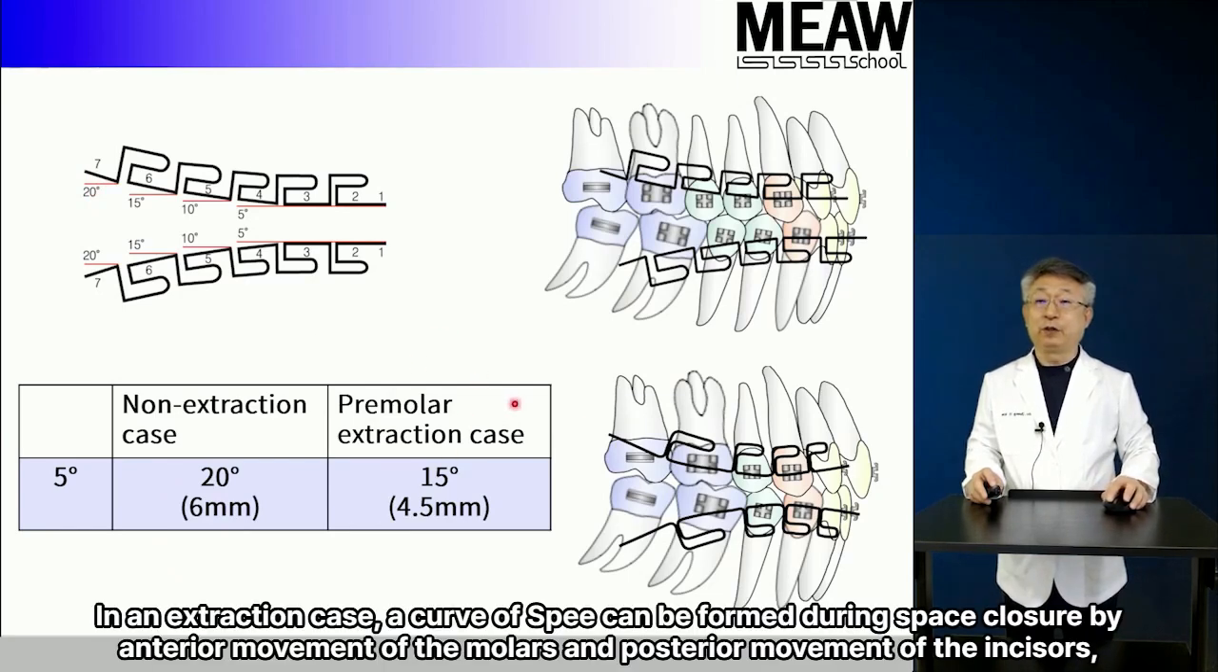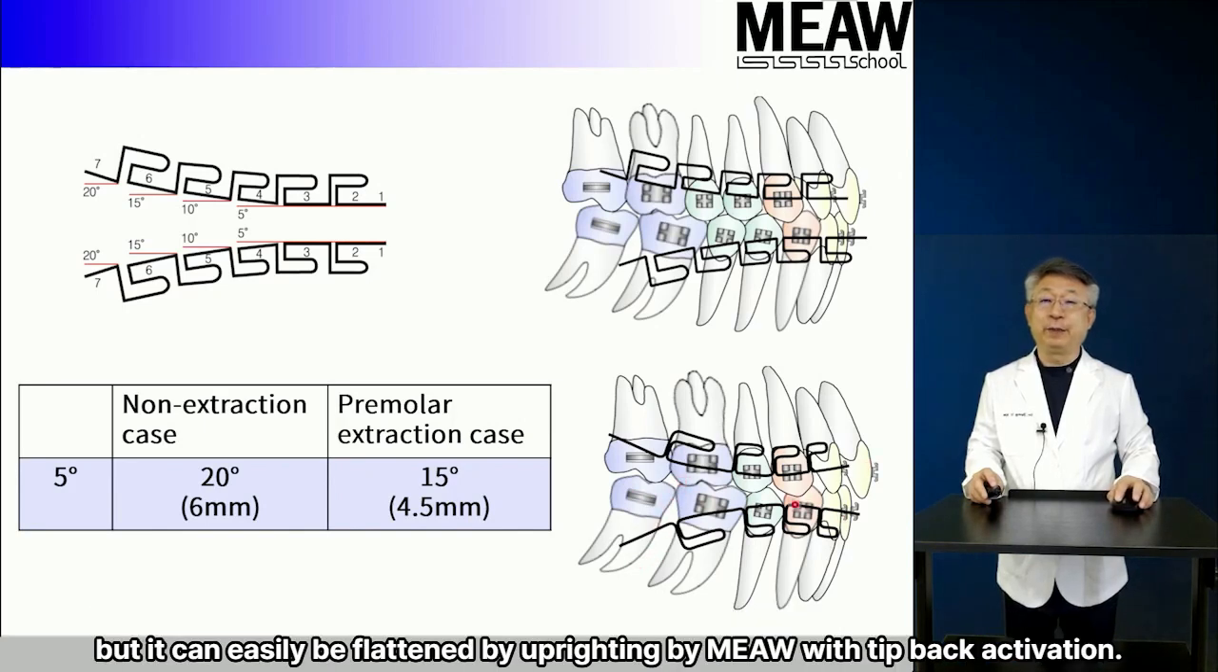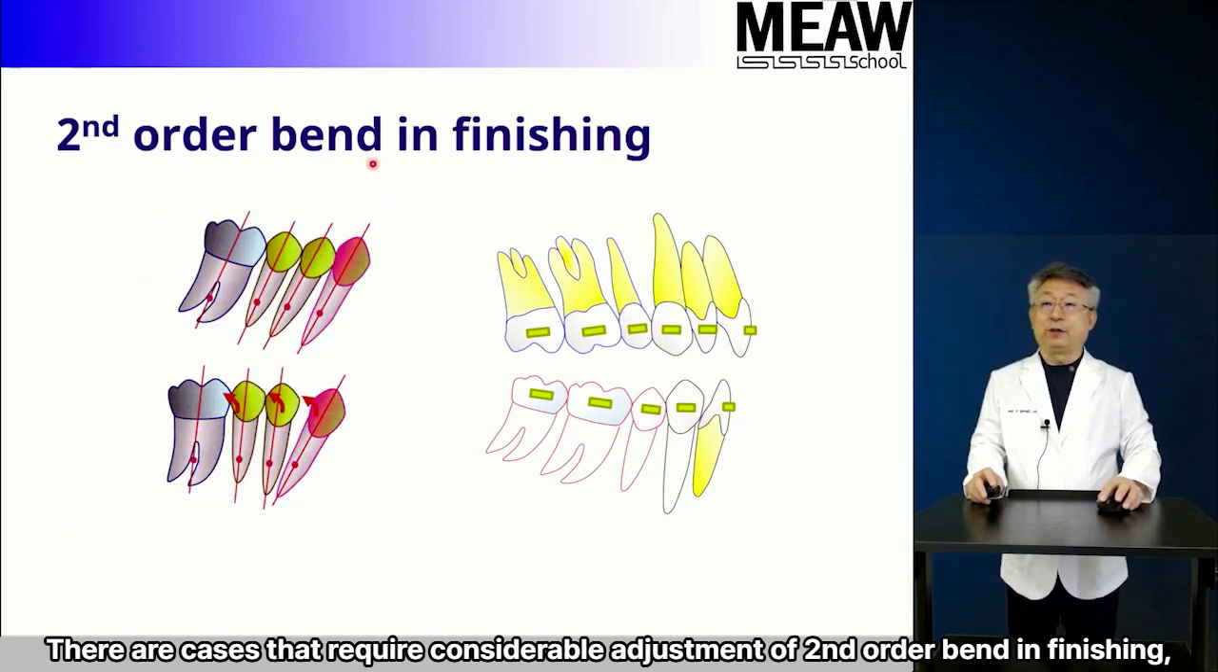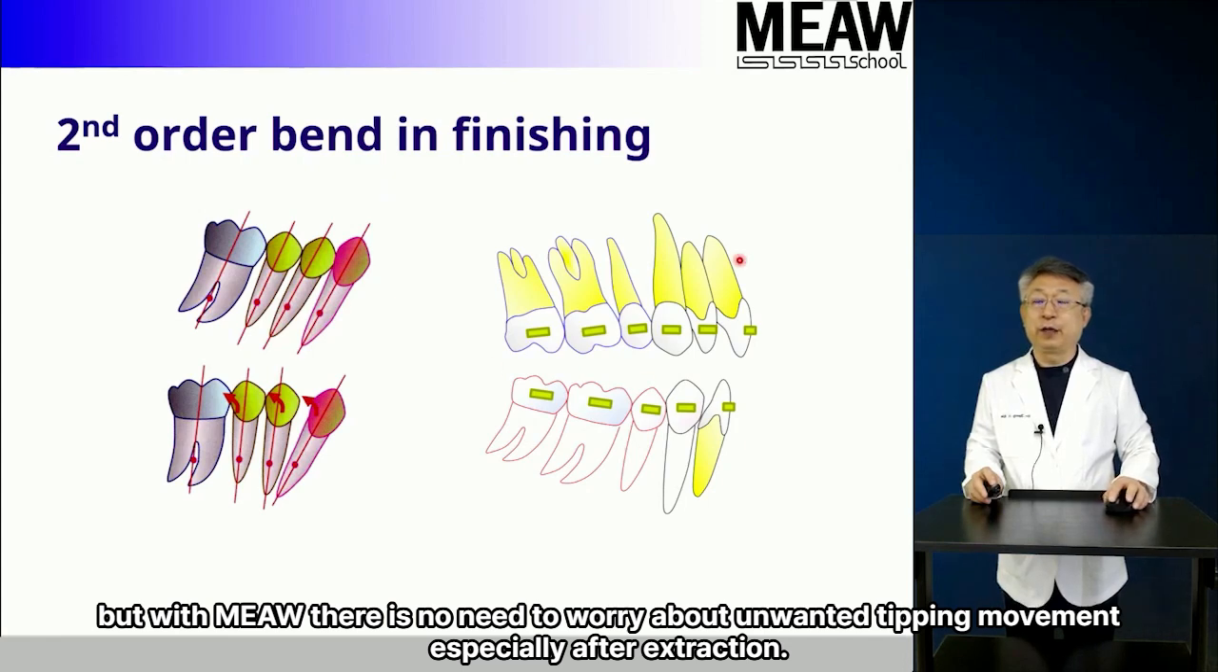In an extraction case, a curve of SPE can be formed during space closure by anterior movement of the molars and posterior movement of the incisors. But it can easily be flattened by uprighting by MEIW with tip-back activation. There are cases that require considerable adjustment of second-order bend in finishing. But with MEIW, there is no need to worry about unwanted tipping movement, especially after extraction.